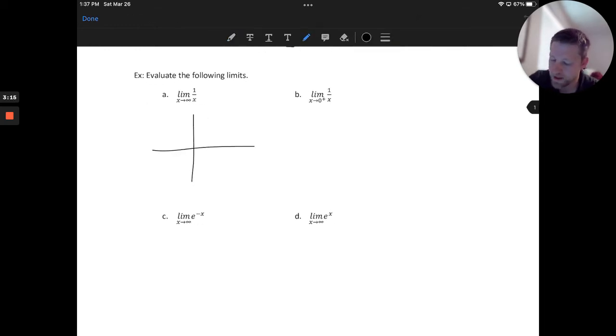The shape of 1 over x: well, x equals 0 is undefined, but let's just consider the positive values. As x increases, the fraction, or this ratio, is decreasing. So we'll have this kind of shape for those positive values of x. And you can notice that as x increases without bound, this ratio is tending to 0. And so this limit here, we would say, goes to 0.